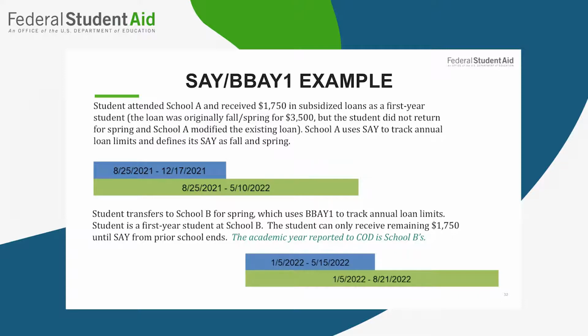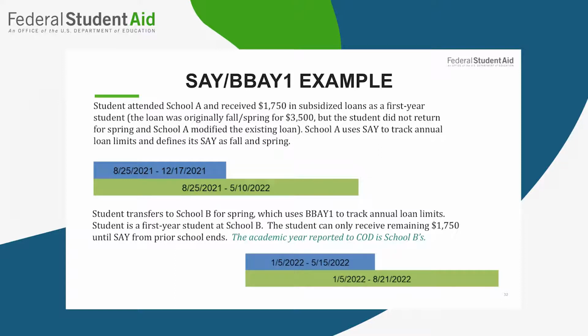Let's look at this. It says this student attended school A and received $1,750 in subsidized loans as a first-year student. The student was originally awarded fall spring loans for $3,500, but the student did not return for the spring at school A, and school A modified the existing loan. School A uses the scheduled academic year to track the annual loan limits, and school A defines its scheduled academic year as fall and spring.